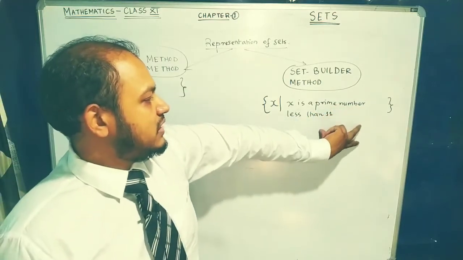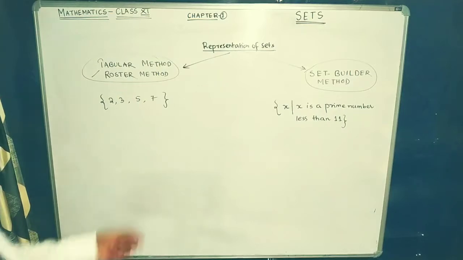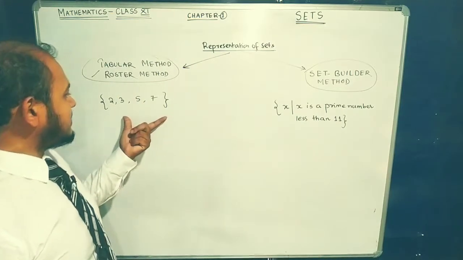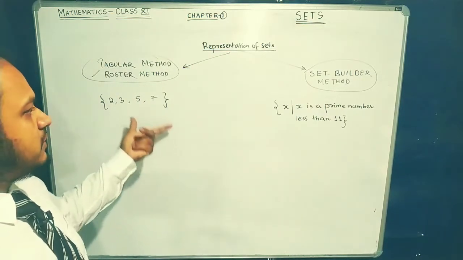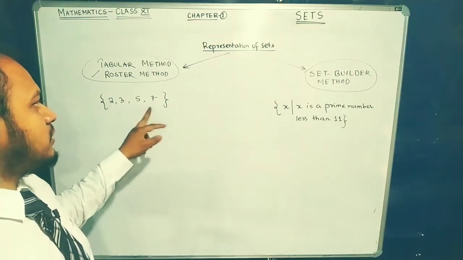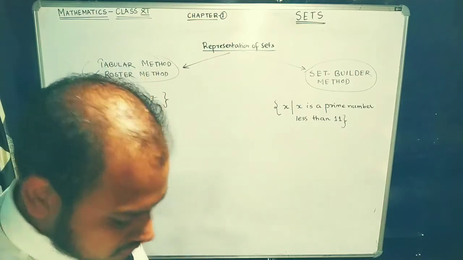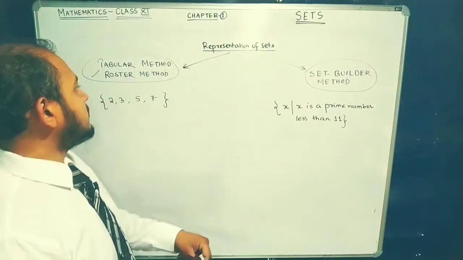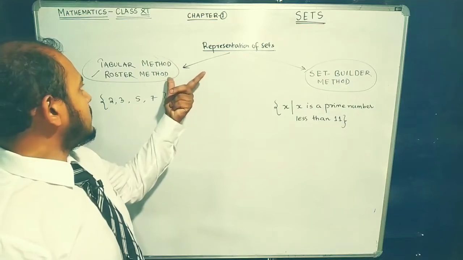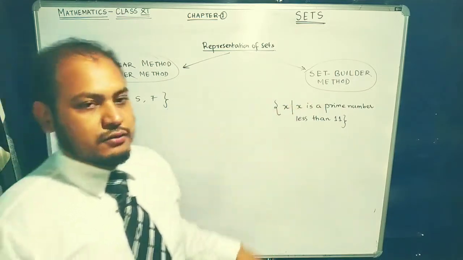Here we are expressing it using a simple property of the set. Here we are expressing the set in elementary form. That means we are representing each and every element separately using commas within a bracket. So now that we have understood the two types of representation of sets, one is tabular method, other one is set builder method. In examination you will definitely find a question here.